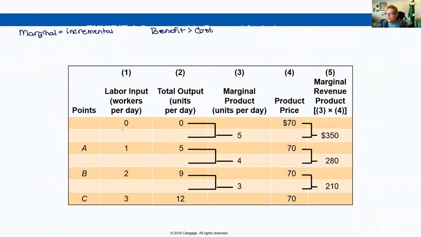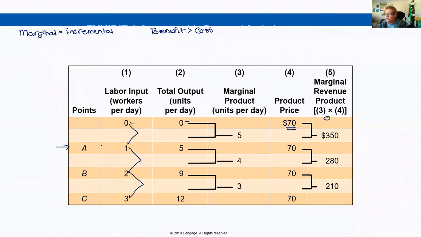So in looking at labor, here's an example. Let's imagine we don't hire any workers, so we have no output, and we can sell our product for $70. If we don't have any output, we're obviously not making any money here. If we hire one worker, there's the marginality. Notice we go from 1 to 2, to 2 to 3, and so on. So that's why you'll see this bracket in between.